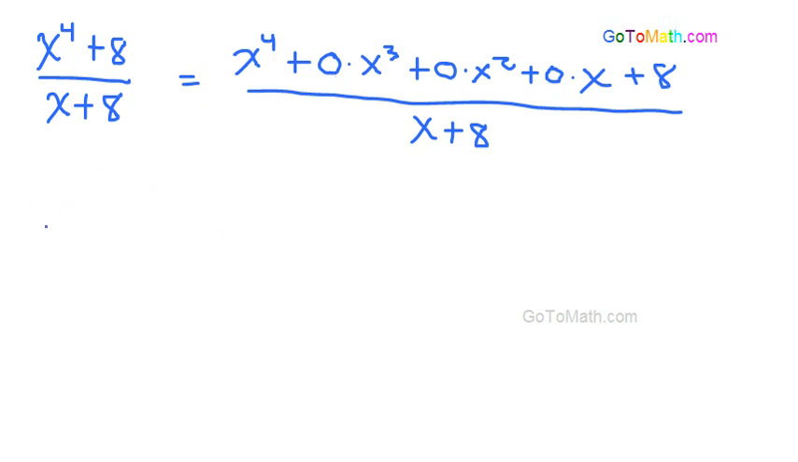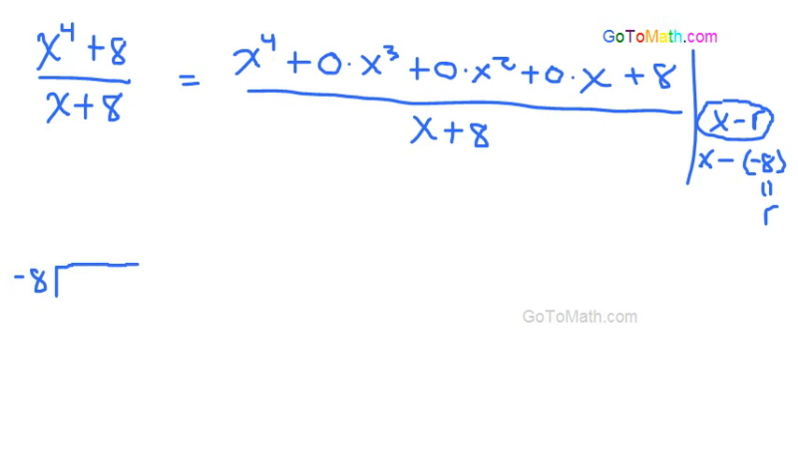Okay, so we have x to the fourth. Well, we don't have x to the fourth. What am I talking about? Remember, it's x minus r, and in this case we have x minus negative 8, so r becomes negative 8. We have to get it into this form, and we do that by doing a little fudging around here. So we end up with negative 8, and then we'll do something like that.